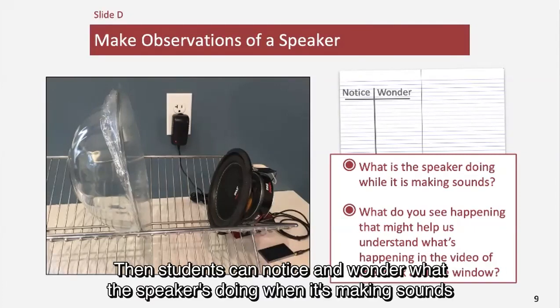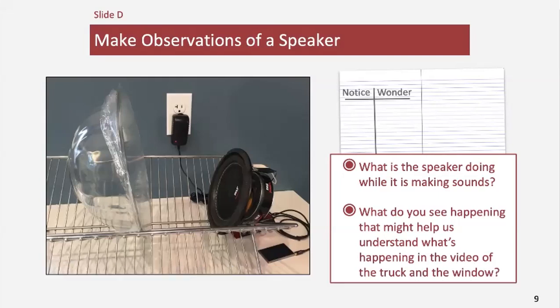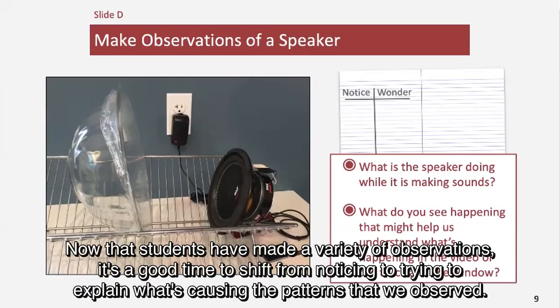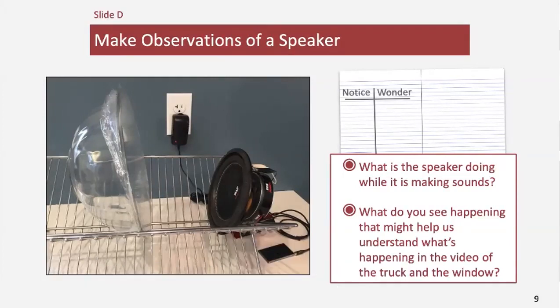Then students can notice and wonder what the speaker is doing when it's making sounds, and what is happening while the speaker is making sounds that might help us understand what's causing the pattern we see in the window. Now that students have made a variety of observations, it's a good time to shift from noticing to trying to explain what's causing the patterns that we observe. At this point, students will likely agree on what's happening in the video, but will have different ideas about how the speaker is making the window move.